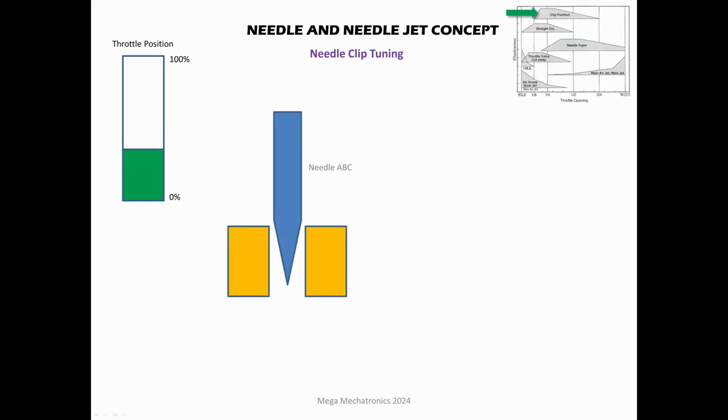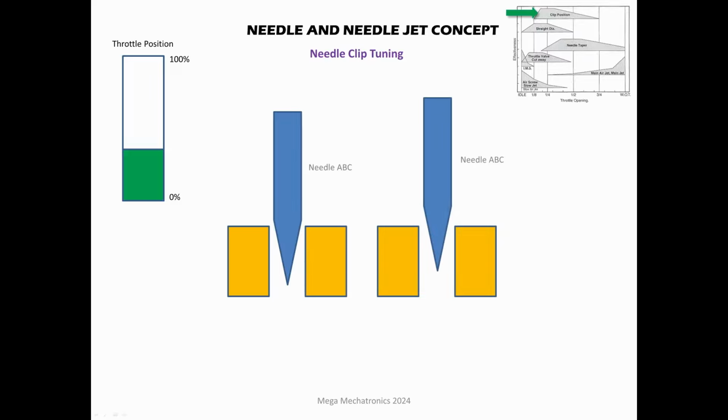So we have a needle part number ABC, and then we have needle part number ABC. So we have both the same needles, however, different clip positions. You can see the clip is higher on the one on the left, where the clip was lower on the one on the right. So what's going to happen to the fuel flow? We're going to have less flow with that higher clip position, because the needle's in deeper, and the diameter rather is larger at that position where it comes out of that needle jet.